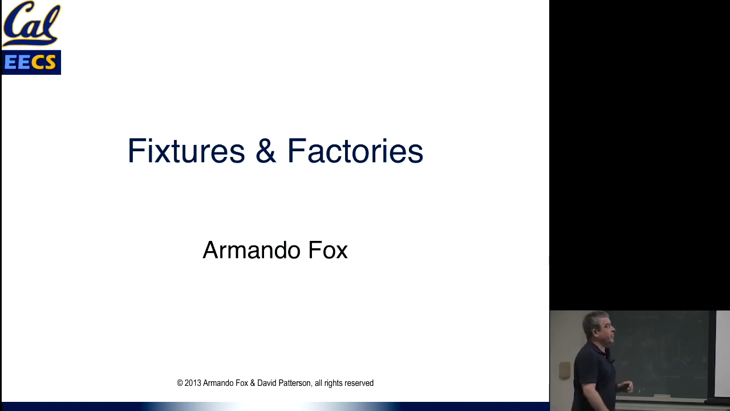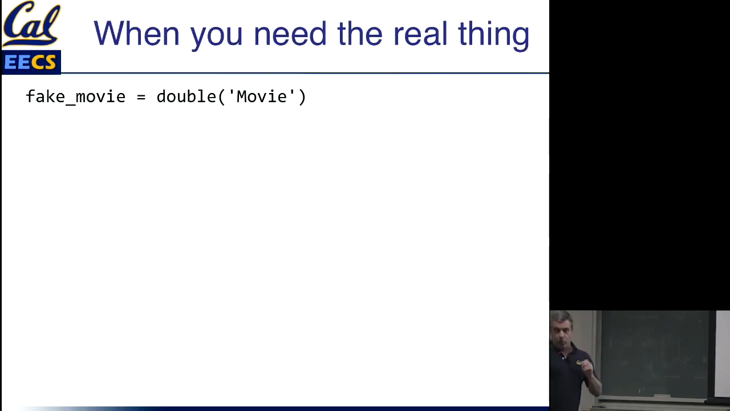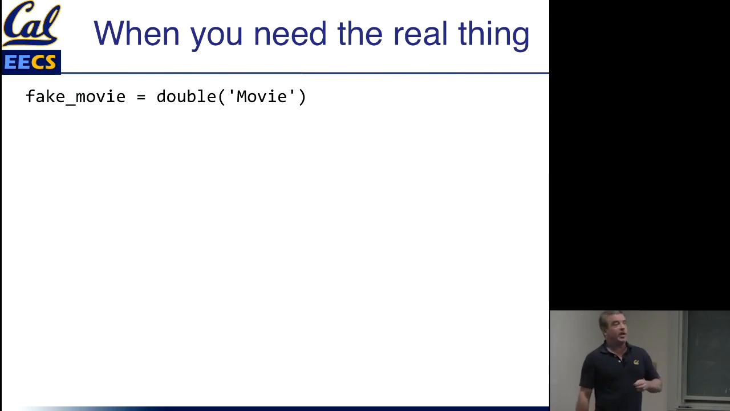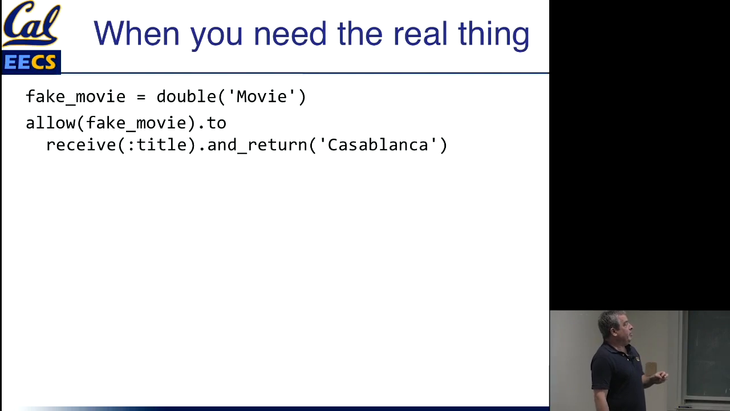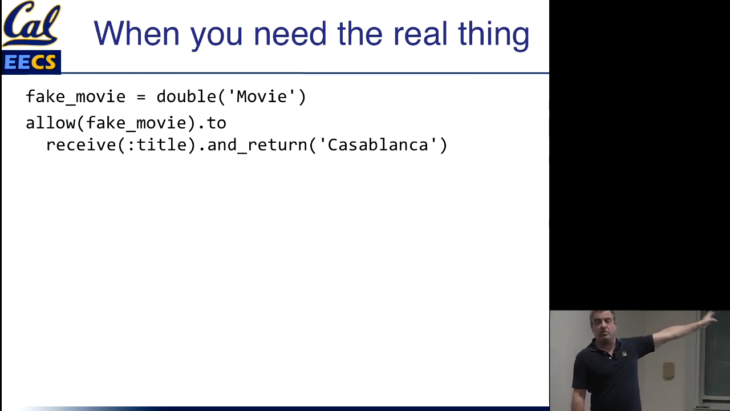For example, suppose we want to have a test that does something like the following. We're going to start out by creating a stunt double of a movie object. And we know that we're going to end up passing that stunt double to something that is going to expect to ask the movie what its title is. OK, well, no big deal. We could just say, allow fake movie to receive the title method. And if it does, return something.